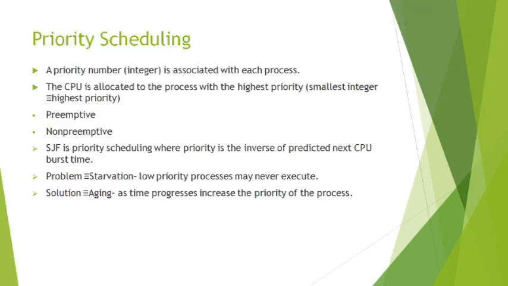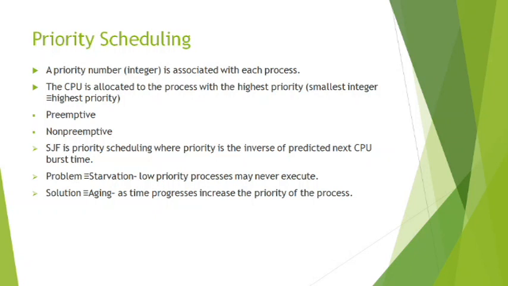First we will see priority scheduling. A priority number, an integer, is associated with each process. The CPU is allocated to the process with the highest priority, where the smallest integer equals the highest priority. There are two types, preemptive and non-preemptive. SJF is priority scheduling where priority is the inverse of the predicted next CPU burst time.